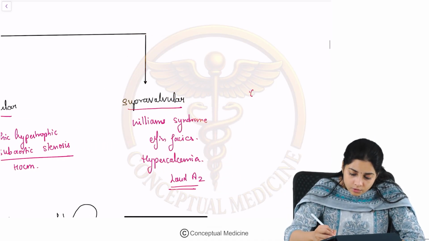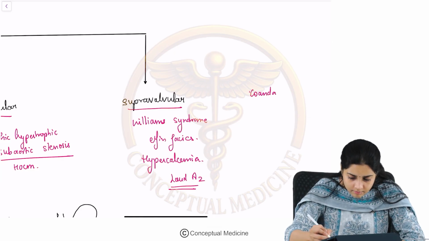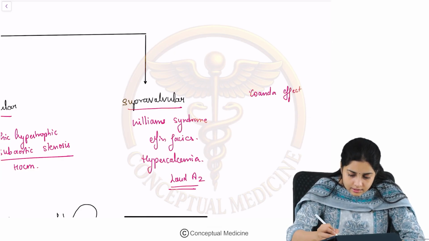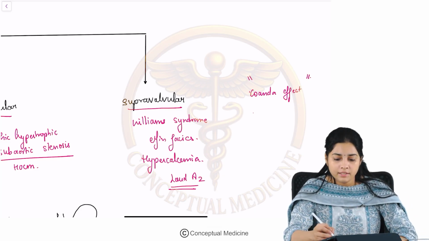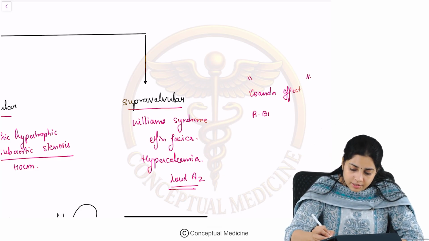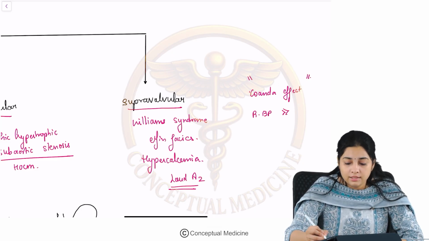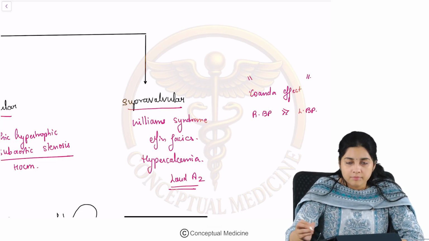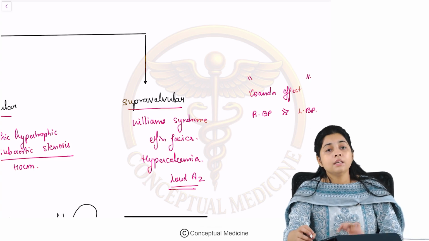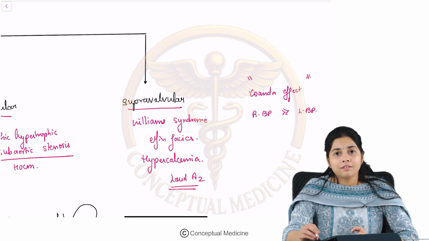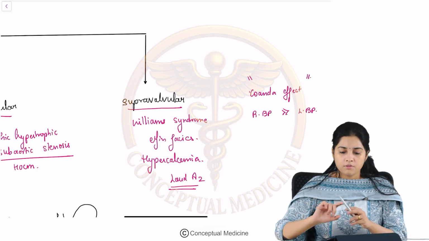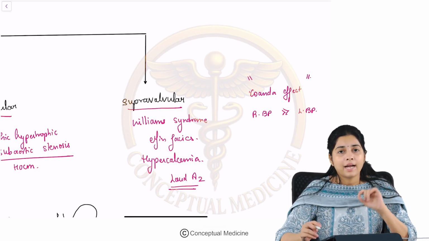There is this Coanda effect. So, what is the Coanda effect? The right-sided blood pressure is greater than the left-sided blood pressure. This is seen in supravalvular aortic stenosis, and this is what we call the Coanda effect.